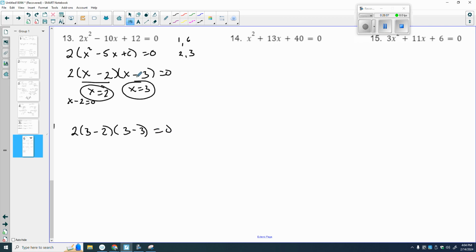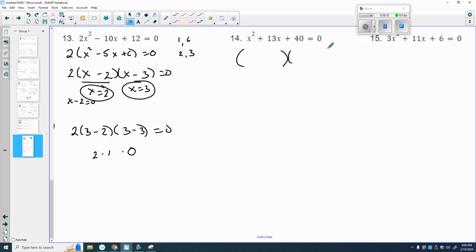When I plug in 3 for this expression, I get 0 here, I get 1 here, and I get 2 here. 2 times 1 is 2, times 0 is 0. It doesn't matter that I plugged in 3 here and didn't get 0. I got 0 here, so it works. Same logic here. When I plug in 2, I get 0, and if any of these numbers are 0, my answer will be 0. Okay, going over to here.